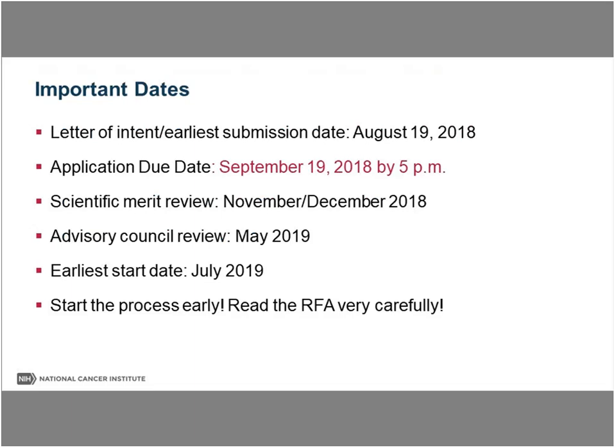So I want to point out some important dates for you. The letter of intent is due August 19th, and it's very good if you could send us the letter of intent with the title and your partners, so at least for planning purposes of how to build a review team, it would help us. The applications are due September 19th. The review will be sometime November or December, and we hope to fund by July 2019.